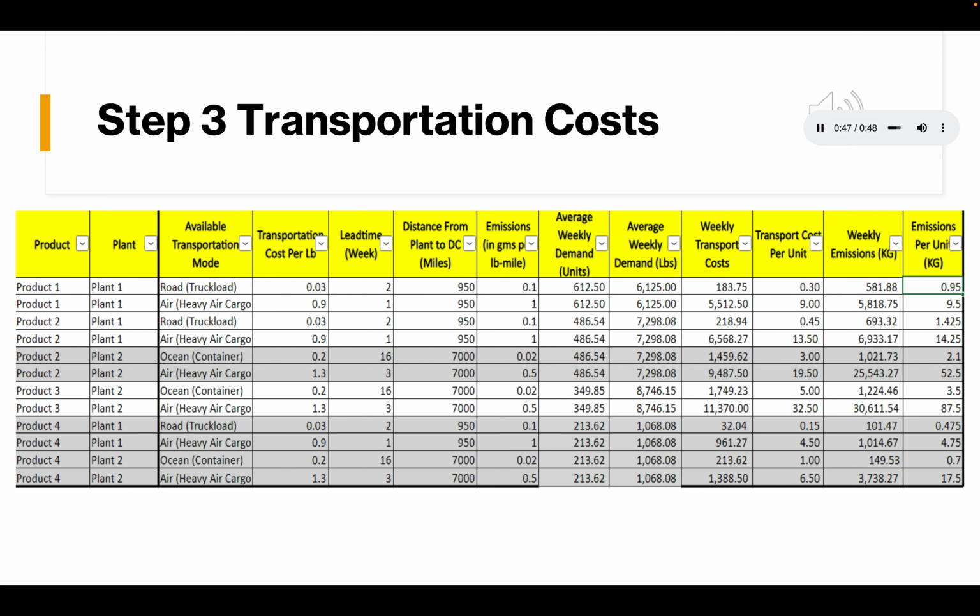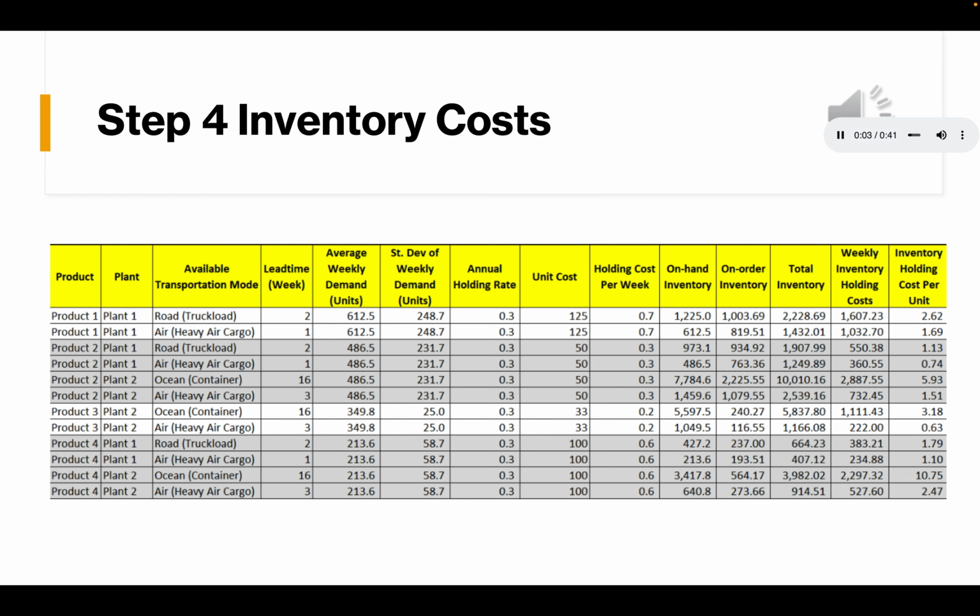In step 4, we had multiple calculations that provided us answers for total inventory and the inventory holding cost per unit for each week. We concluded that you will have the most inventory during week 16 for product 2, plant 2, with a total of 10,010 units in inventory.